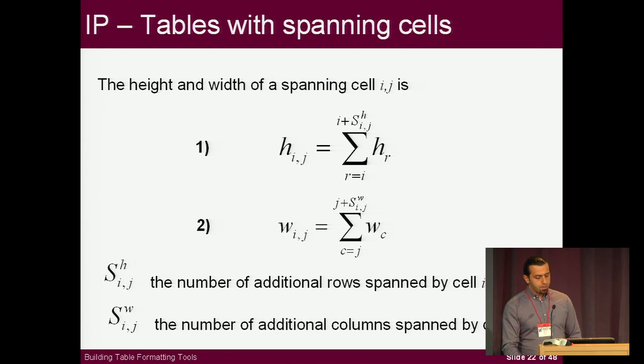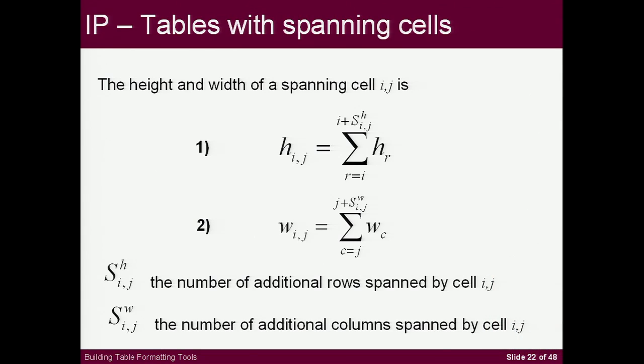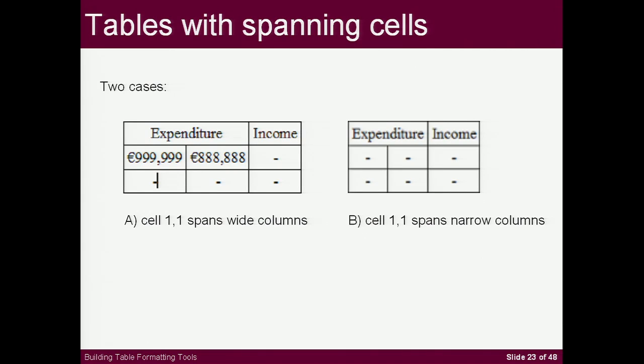For tables with spanning cells, we are introducing new variables. We have 2 arrays, SH and SW, where we are storing the number of additional rows spanned by each cell and the number of additional columns spanned by each cell, and therefore the height of a cell is the height of the cells that it spans, and the same for the width.